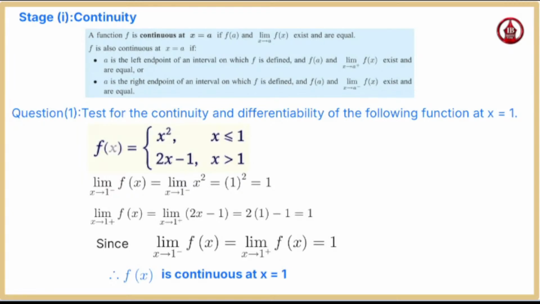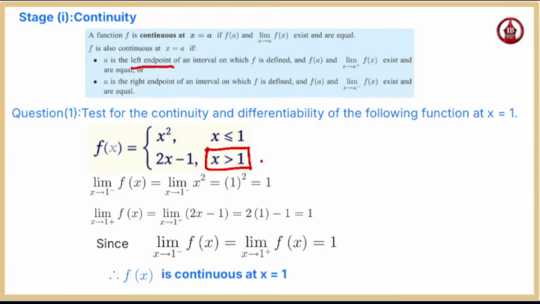Now let me explain this definition. F is defined means f is a real function on a given interval. Then the definition says a is the left end point. What is the meaning of left end point? Then we find the limit as x tends to a plus. For this part of the piecewise function, we are going to use a plus, or 1 plus, whatever you call it. This is the left end point.